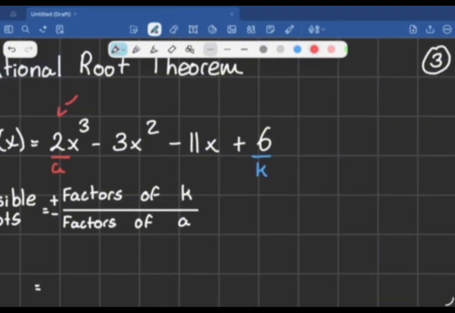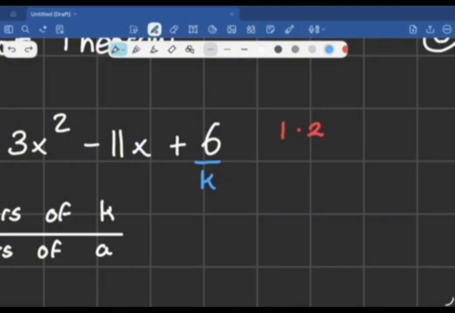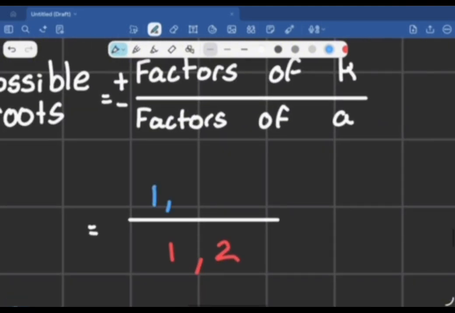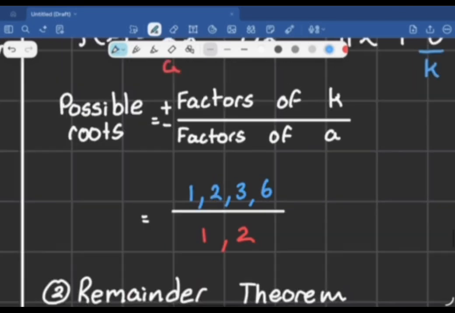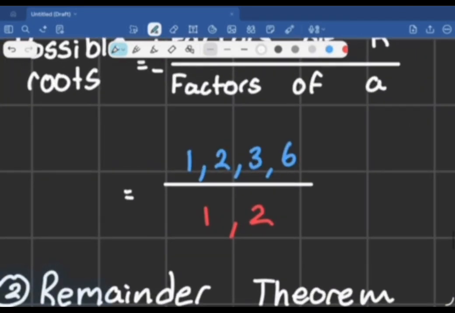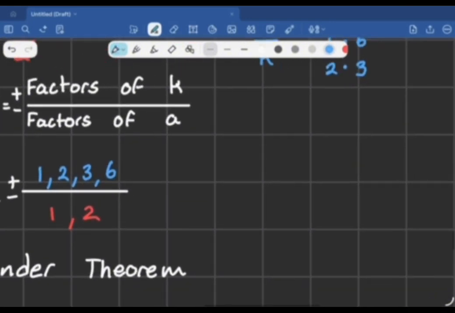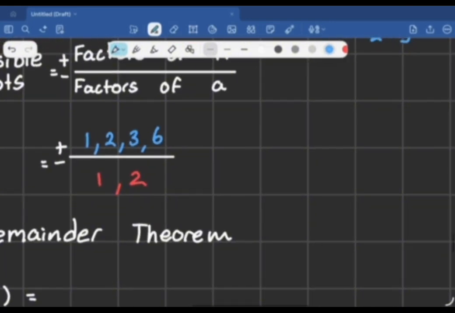What can multiply into 2? 1 and 2. So we'll just write 1 and 2 down here. And then what can multiply into 6? Well, you can either have 1 times 6 or 2 times 3. So 1, 2, 3, 6. Oh yeah, wait, I forgot to mention it has to be plus and minus. Okay, so now let's list out our possible factors.